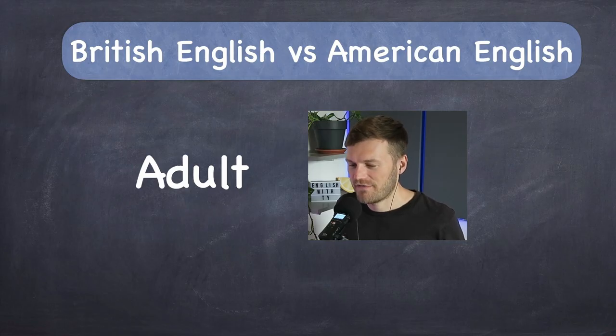Okay, first up we have the word that is spelled A-D-U-L-T. Now, how would you pronounce this word? In British English, the answer is adult. And what I want you to focus on here is the first letter, the A. It's really pronounced somewhere in between R and A. So it's not quite R, adult, and it's not quite adult either, but somewhere in the middle, adult.